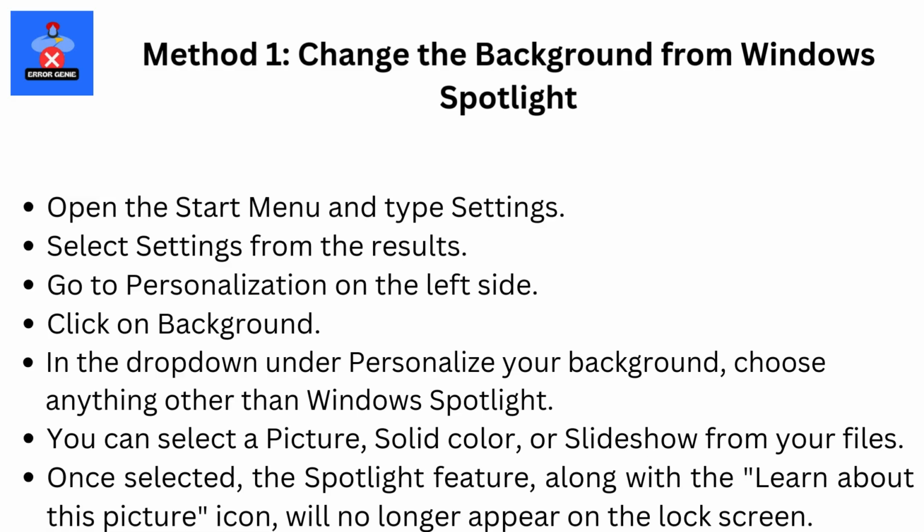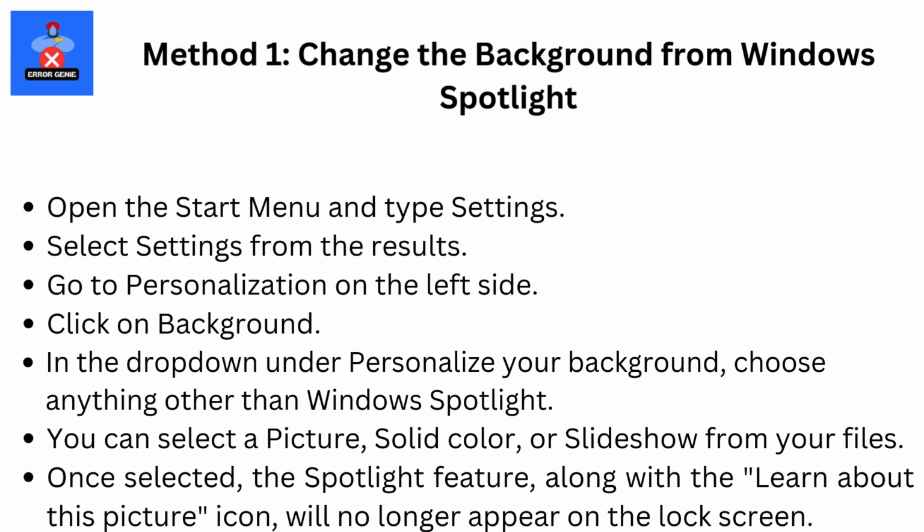Method 1. Change the background from Windows Spotlight. Open the Start menu and type Settings. Select Settings from the results. Go to Personalization on the left side. Click on Background. In the drop-down under Personalize your background, choose anything other than Windows Spotlight. You can select a picture, solid color, or slideshow from your files.